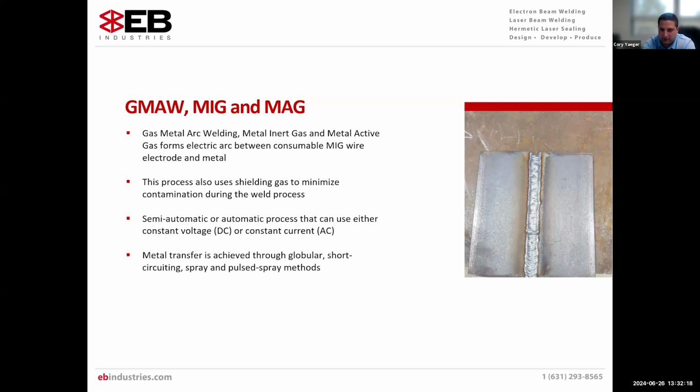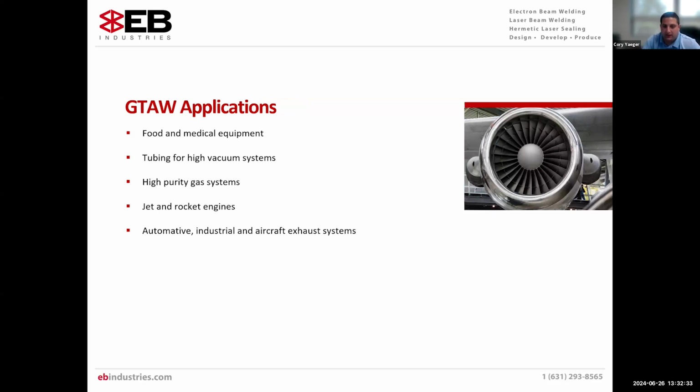DC power source is most commonly used, but constant current systems as well as AC current can be used as well. There are four primary methods of metal transfer: globular, short-circuiting, spray, and pulse spray, each of which has distinct properties and corresponding advantages. A couple examples of where TIG welding is used is food and medical equipment, where complete fusion and good surface finish is required to prevent contamination, tubing for high vacuum systems, high purity gas systems, jet and rocket engines, and in automotive, industrial, and aircraft exhaust systems.